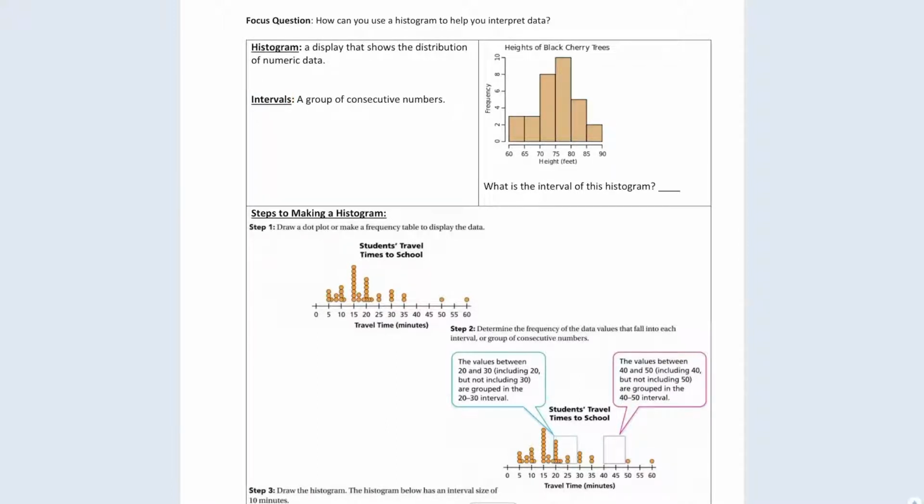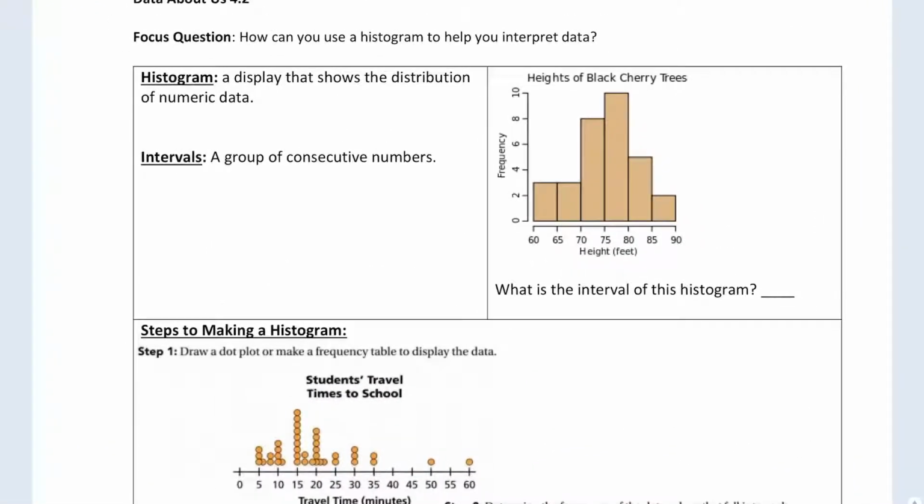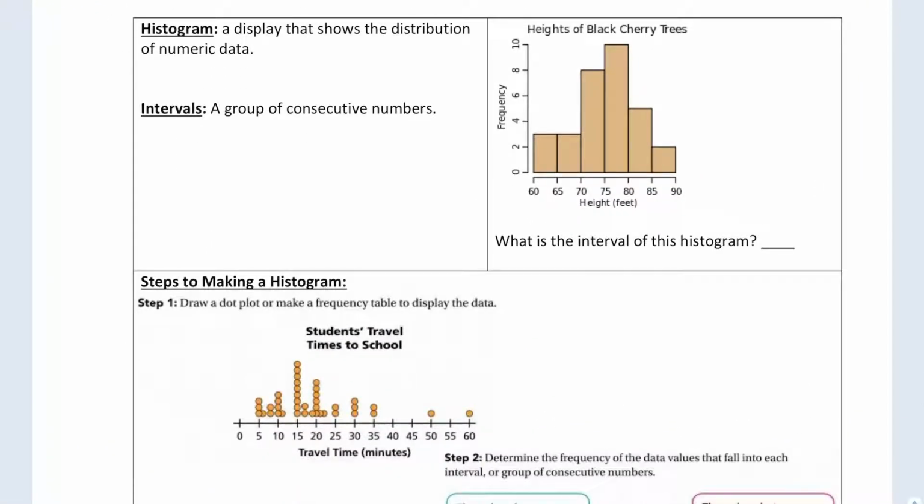Okay? And the way that histograms are drawn are these things that we call intervals, which is a group of consecutive numbers. Take a look at the histogram over here on the right side. So I'm going to draw lines at my interval. So I started at 60, and I went up to 65. What's the size of my interval there? Hopefully you said 5, right? 60 to 65, that's an interval size of 5.